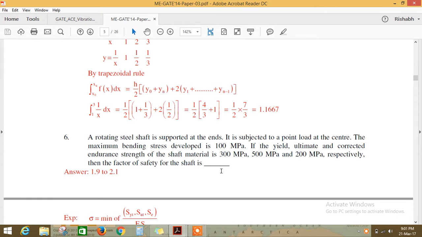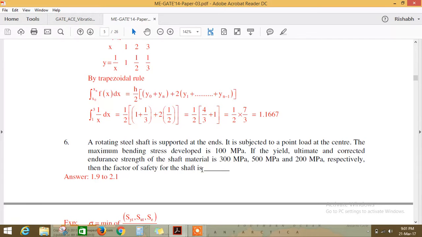Okay, so yesterday in my previous video I discussed 5 questions which came in the GATE 2014 paper of the mechanical branch. So let's move forward, and today we are going to discuss the next 5 questions which came in GATE 2014. I discussed till the fifth question, so here is the sixth question.